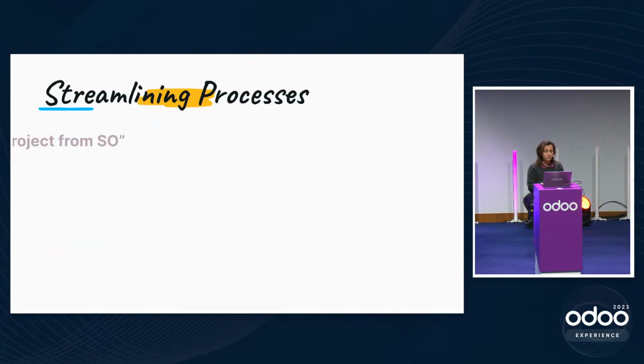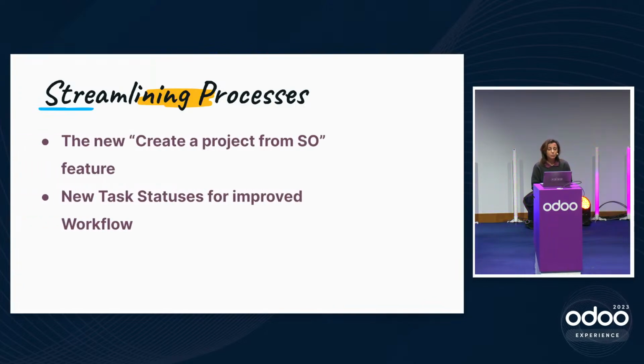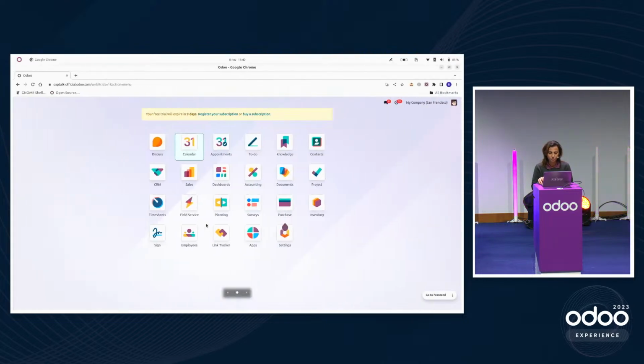As you can see from my slide, the first topic on today's agenda is streamlining processes. I've grouped here three features that will help you do so. Let's analyze these features together and let's do it in a practical way. So let's jump into our database and let's start from the first feature, which is the new create a project from sale order. So here I am in my database.